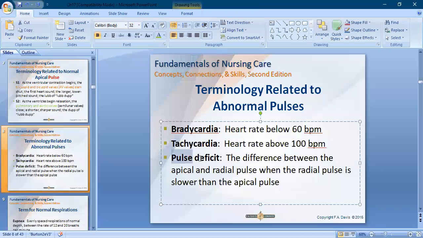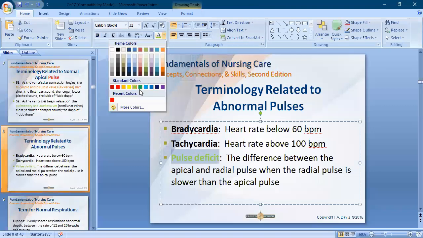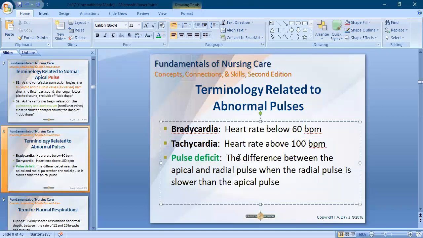This is called pulse deficit, right? It is called pulse deficit. So, what is pulse deficit? The difference between apical and radial pulse. So what is apical pulse? The pulse taken over the heart, right? This is called apical. Radial pulse means the pulse taken over the radial artery.